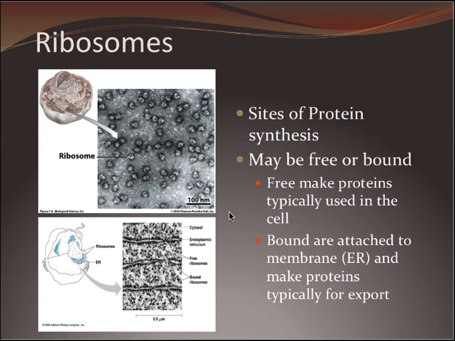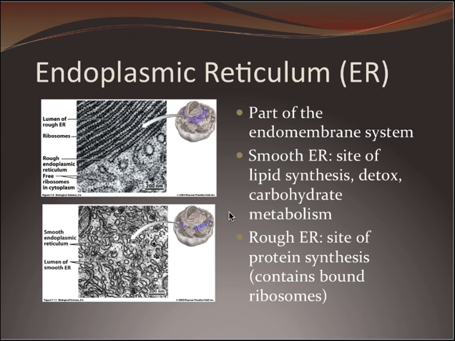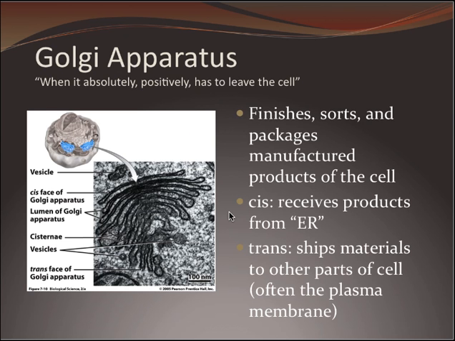Ribosomes, of course, are simply sites of protein synthesis and reside in either bound or free formats. The endoplasmic reticulum, part of the endomembrane system, functions in two ways. The smooth ER serves as a site of lipid synthesis, detoxification, and carbohydrate metabolism. Rough ER, on the other hand, is simply the site of protein synthesis, and that's all it does all day long.